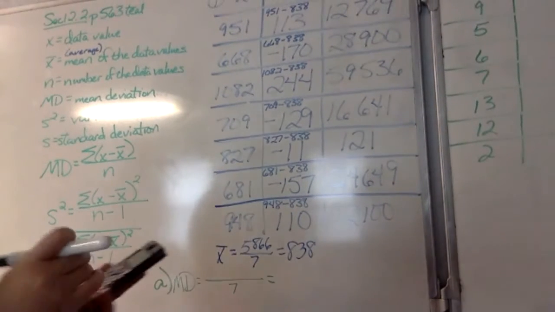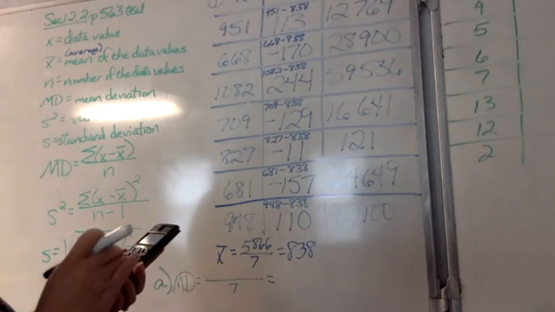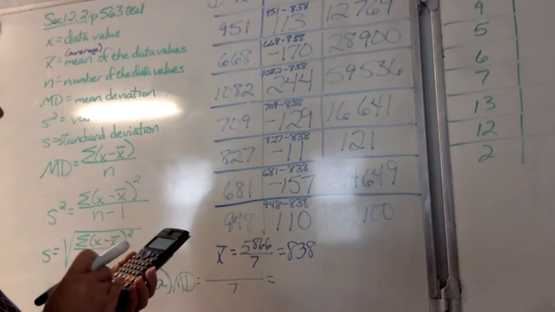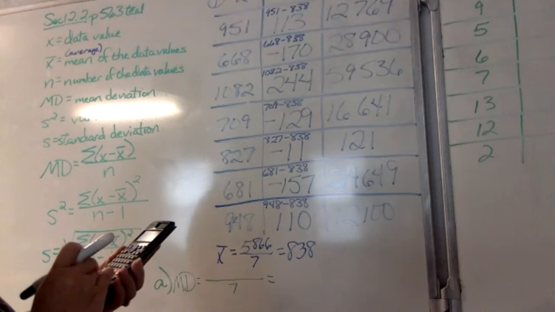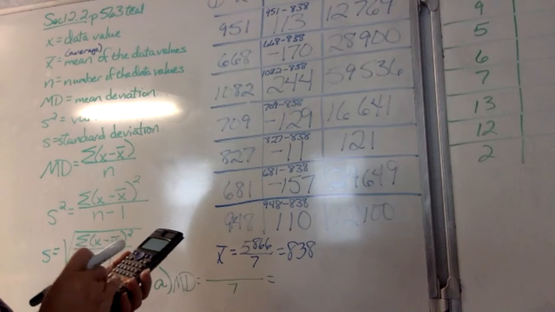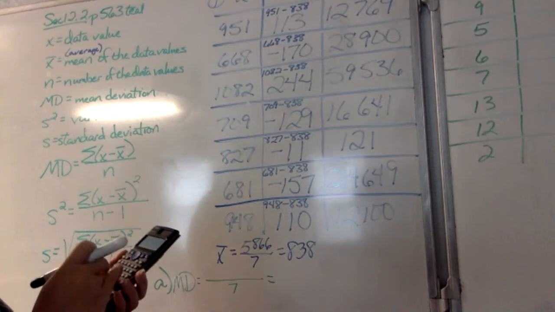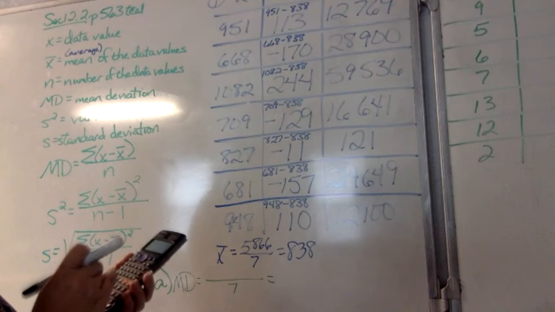Okay, so 113 plus. Like I said, be careful, make sure you put your negative signs in. That's the most common mistake, is people forget the negatives.